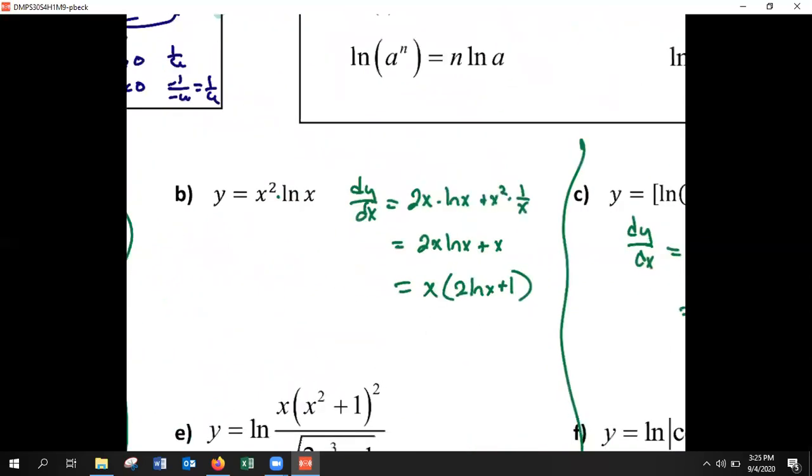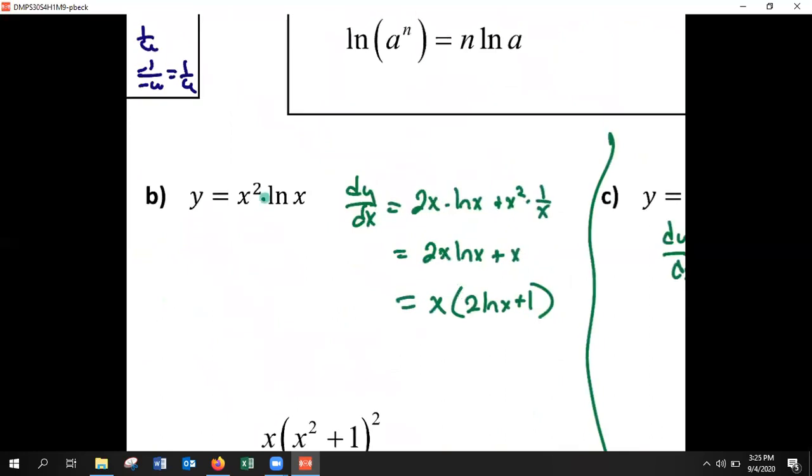So for part B, product rule that occurred, keep in mind that product is huge. So VDU plus UDV, simplify, factor.